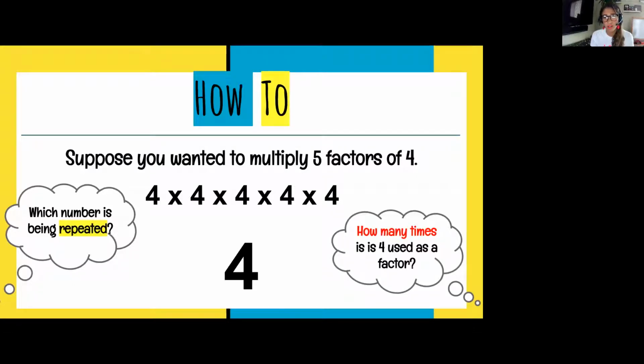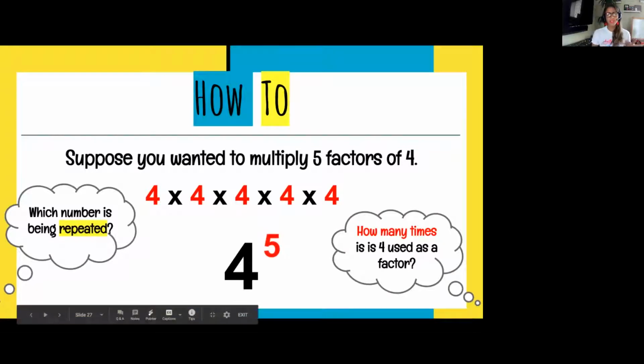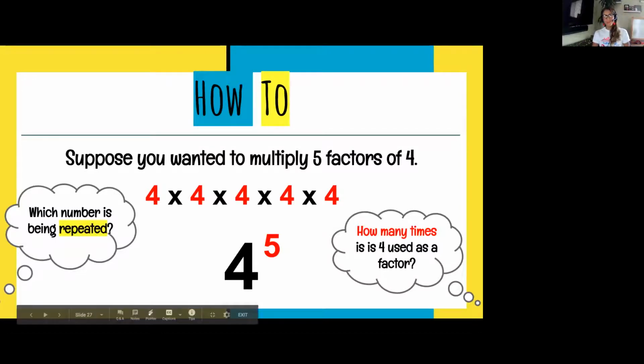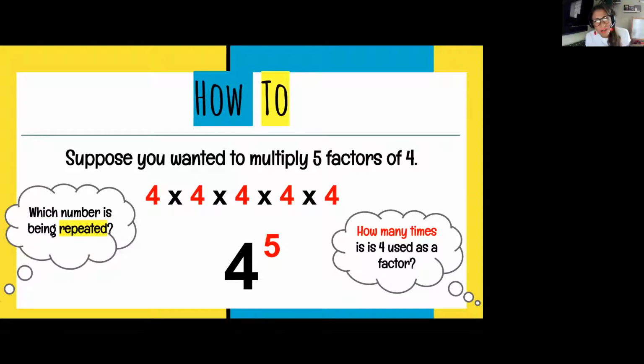And there we go. 1, 2, 3, 4, 5. I don't know about you, but that's a lot of writing down, and I'm just feeling super lazy. I don't want to do that. So I'm just going to write the number of times that 4 is being used as a factor right up here. What I have set up is an exponential notation. And we're going to go over that term in a minute.